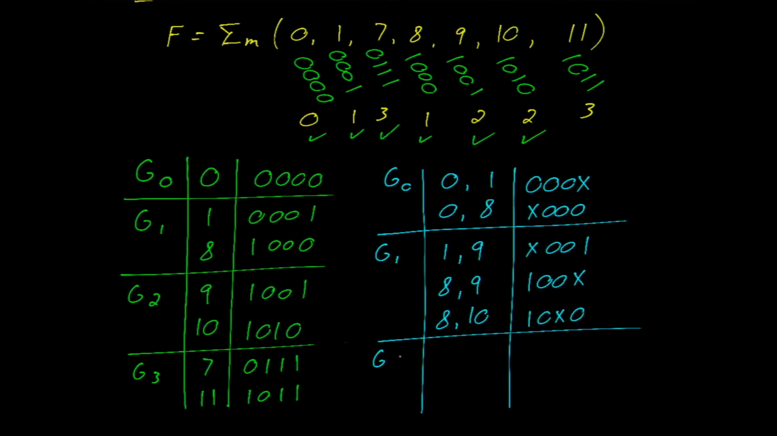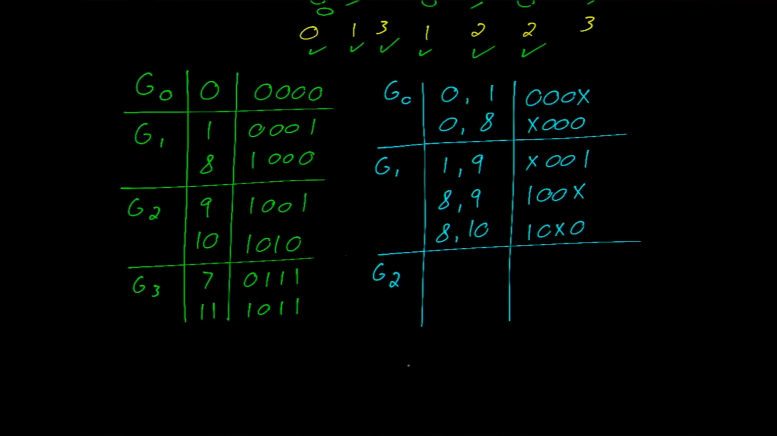Next is group 2. Comparing 9 and 7. Looks like we have multiple bit differences there. 9 to 11. That one's valid. So we'll record that as 9, 11, 1, 0, x, 1. 10 to 7. Multiple bits. And 10 to 11. Looks like a single bit change.